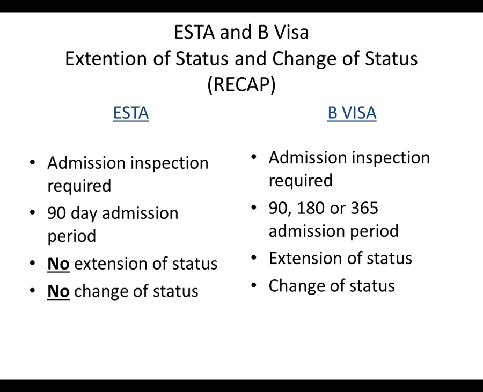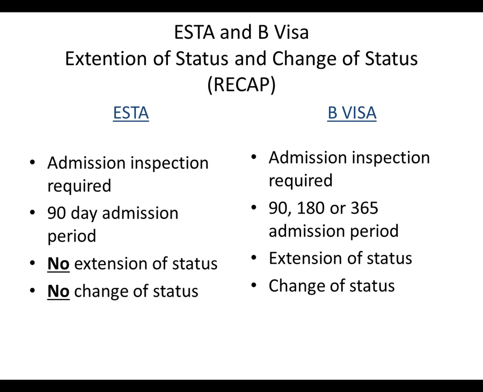So ESTA, inspection is required upon admission under the ESTA program. The admission is for a 90-day period, no extension of status, and no change of status. Again, there is that limited exception for extension of status under the ESTA program for dire medical emergency, but for all intents and purposes, no extension of status and no change of status are the rules that govern the ESTA program. The B visa program is more flexible.